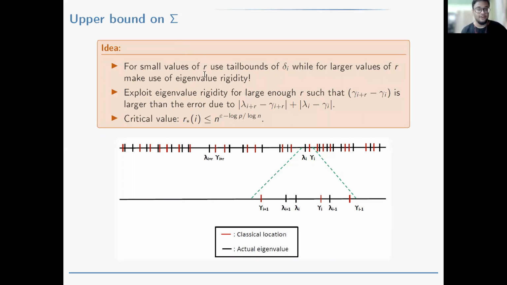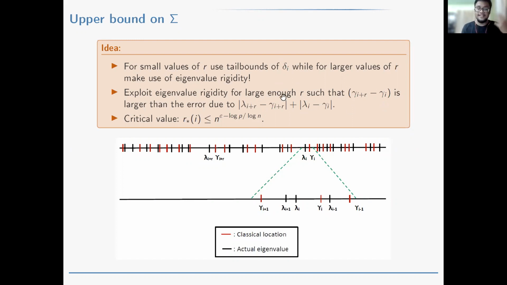So for small values of R, when the eigenvalues are very close to each other, we use the tail bound on delta i, that is, the microscopic statistics, and for large values of R, when the eigenvalues are far apart, you just replace lambda i+R minus lambda i with gamma i+R minus gamma i. And when can we do this? We can do this when the distance between the classical locations is larger than the error due to these quantities, right? In that case, you can exploit eigenvalue rigidity, the fact that you can replace lambda i+R minus lambda i with gamma i+R minus gamma i, right?